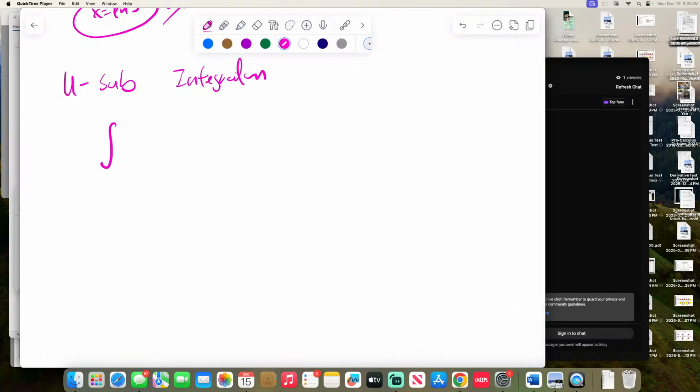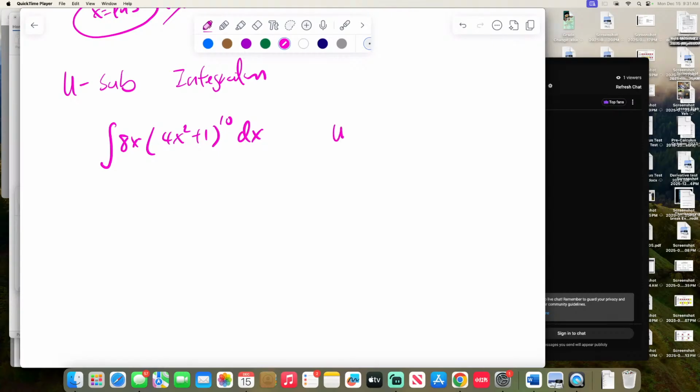Integration of, let's just say if I have 5x squared, actually let's do 4x squared plus 1 to the 10th power dx. And let's say this is 8x here. Okay, so a lot of times people ask, what do I set u as? Do I set u equal to 8x? Or do I set u equal to 10? Or do I set u equal to 4x squared? Or do I set u equal to something else? So in general, rule of thumb is this.